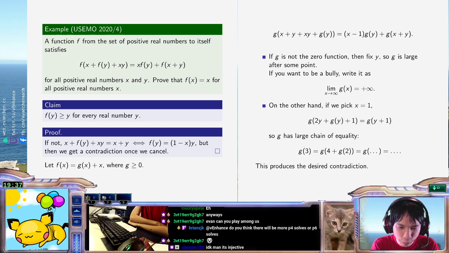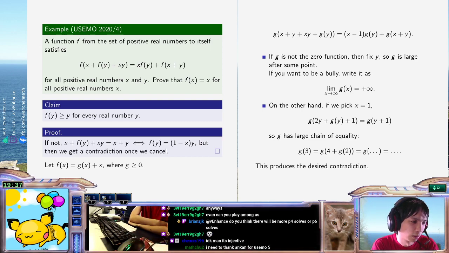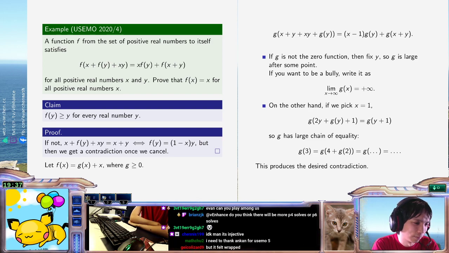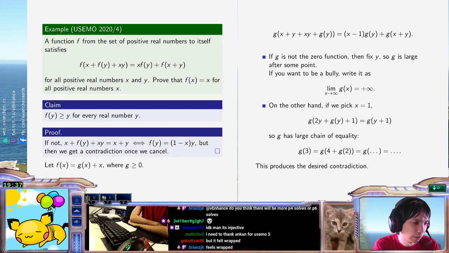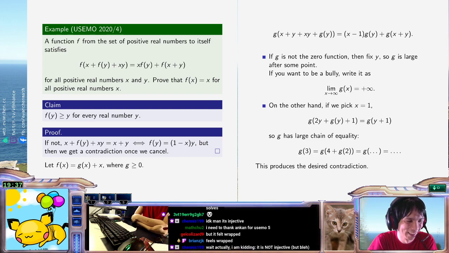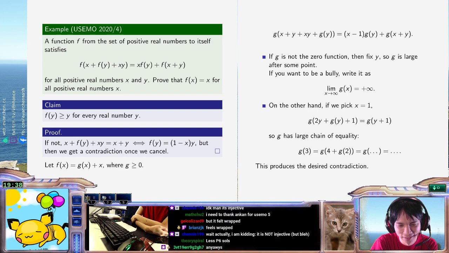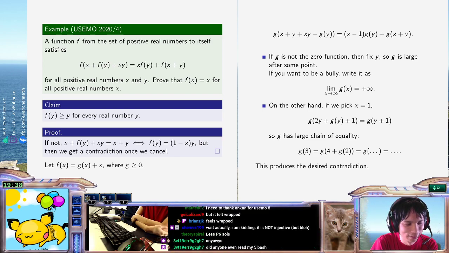Do you think there will be more problem 4 solves or problem 6 solves? Problem 4. I'm sorry to hear that people don't think 6 is as hard as I thought it was. I think during the review, people thought 6 was impossible. But I don't know.